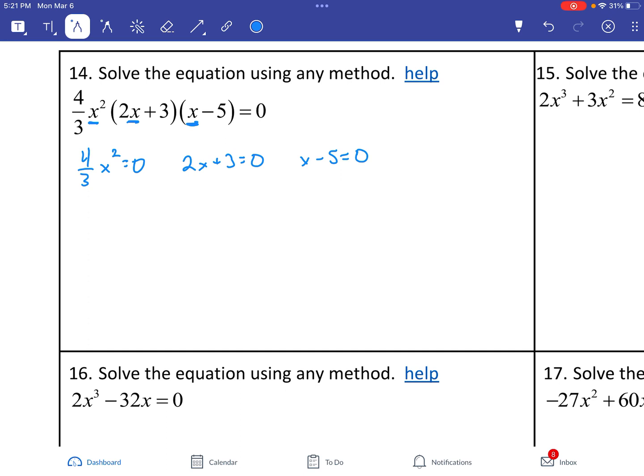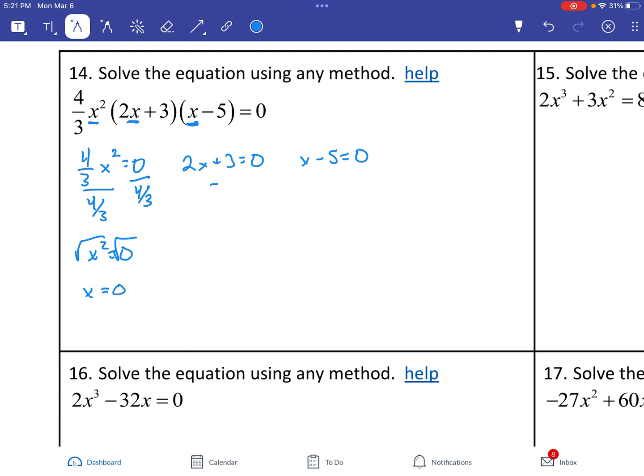So for the first one, we're going to divide both sides by 4 over 3. You might be thinking, oh my gosh, 0 divided by a fraction, I have no idea. But 0 divided by any number is 0. So we have x squared equals 0. If we take the square root of both of those, x will still equal 0, because the square root of 0 is 0. That's our first answer.